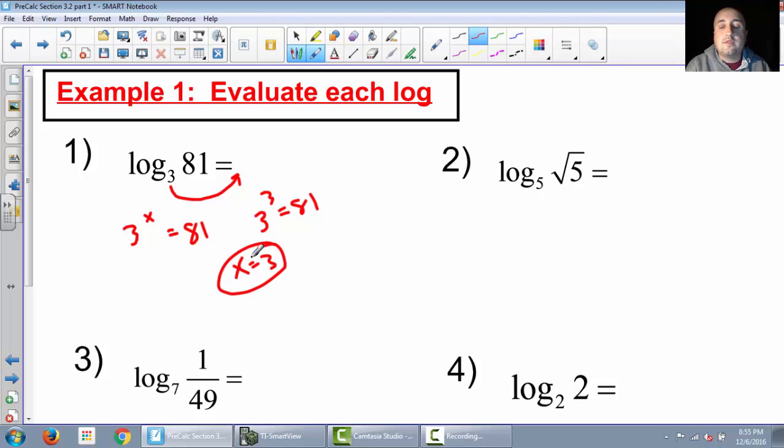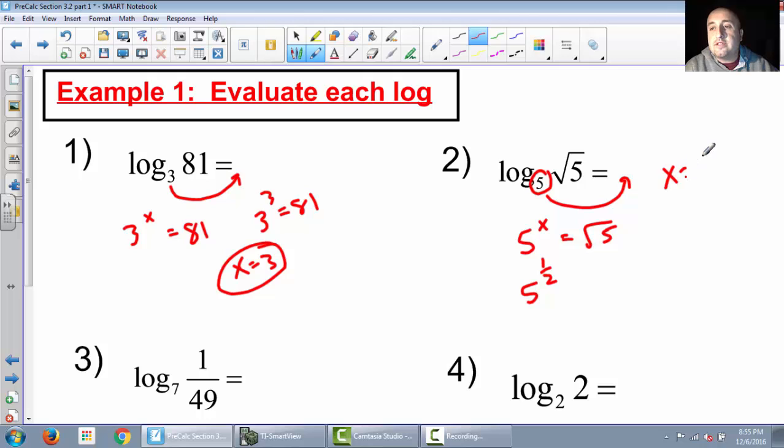Okay, all right, let's do number 2. 5 raised to what power is equal to the square root of 5? So this will take us back to Algebra 2. What exponent is the square root? Hopefully you remember that it's 1/2. So my solution is 1/2.